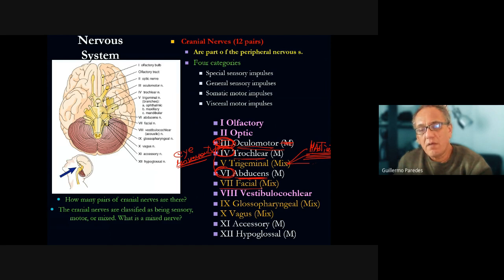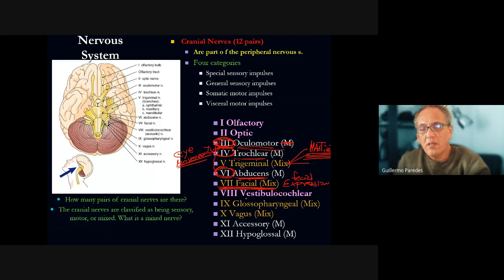Number 7, facial. The facial nerve is the cranial nerve that is giving the expression of your face. Facial expression. Are you smiling? Facial nerve. Are you frowning your forehead? Facial nerve. So all the facial expression is the facial nerve. Part of the taste too, but I'm not going to go into that. So just facial expression.